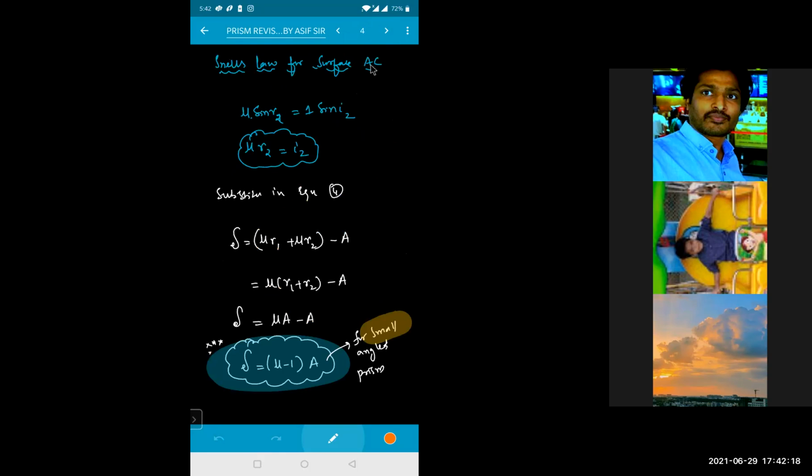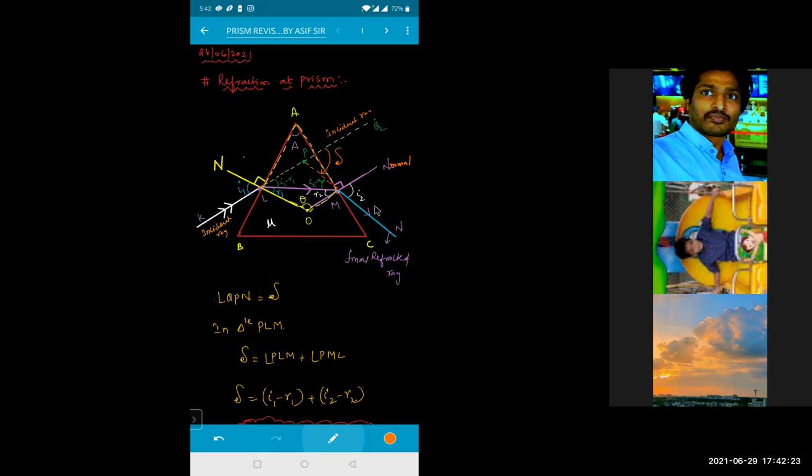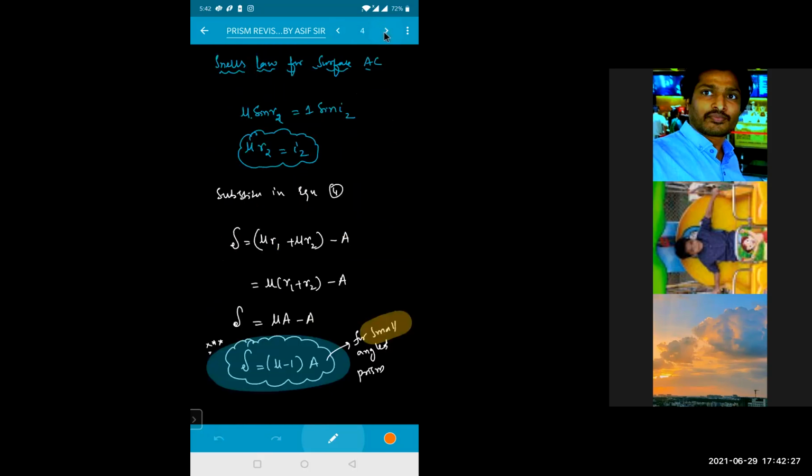In the same way, Snell's law for the surface AC. For the surface AC, isn't it? Angle of refraction is taking place in this medium. So I can write Snell's law for that one: mu into sine of R2 is equal to 1 into sine of I2. Isn't it? So mu into R2 will be equal to I2, because sine R2 is nothing but R2. Now substituting this in equation number 4.